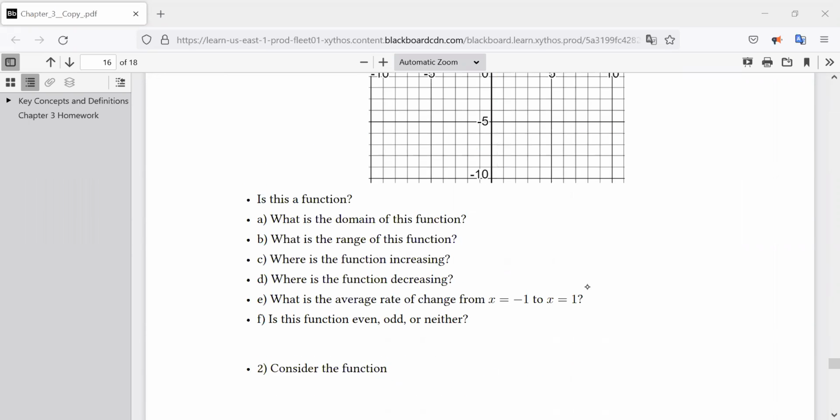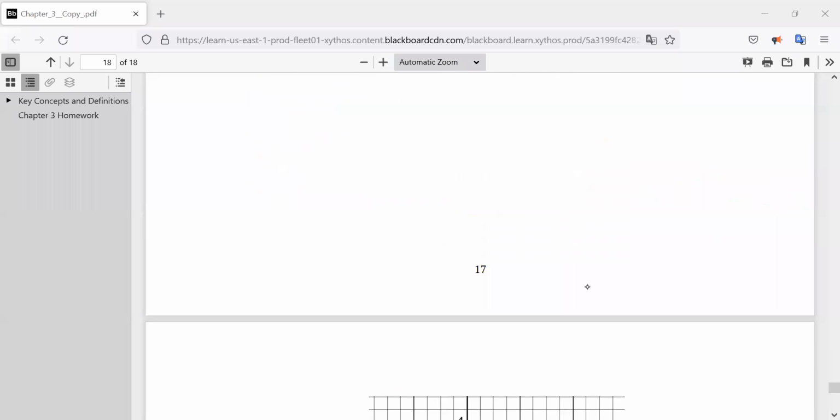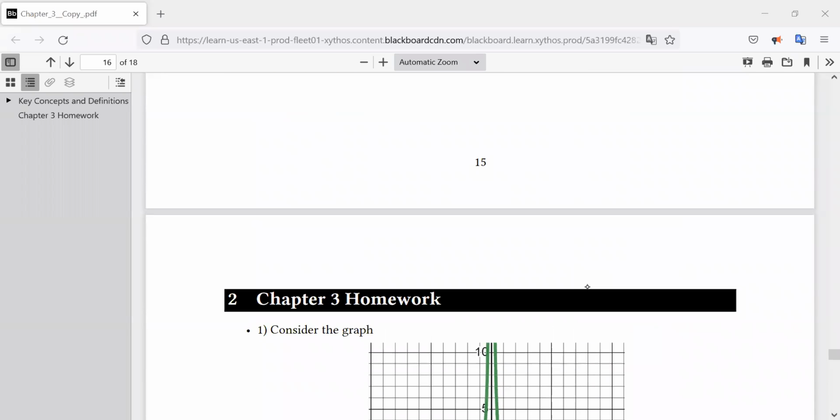So you can try your hand at the homework. If you're struggling with any of the homework, including the stuff that was due today, you should just go to the MRC.